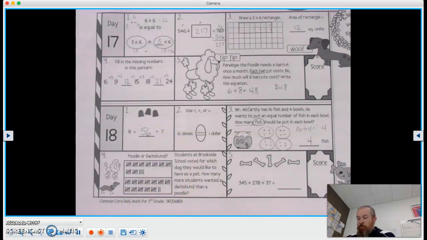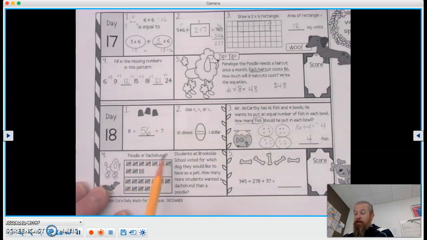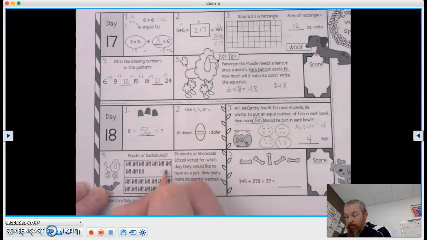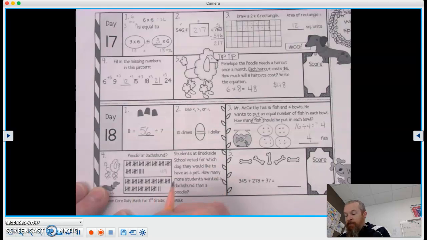Okay, number 4, Poodle or Dachshund. Students at Brookside School voted for which dog they would like to have as a pet. How many more students wanted a Dachshund than a Poodle? Okay, so let's see. I know from doing tally marks in the past that every single one of these is 5. So we have 5, 10, 15, 20, 25, 30, 35, 40, 45, 46, 47, 48, here's 49. 5, 10, 15, 20, 25, 30, 35, 40, 45, 50, 55, 60, 61, 62.